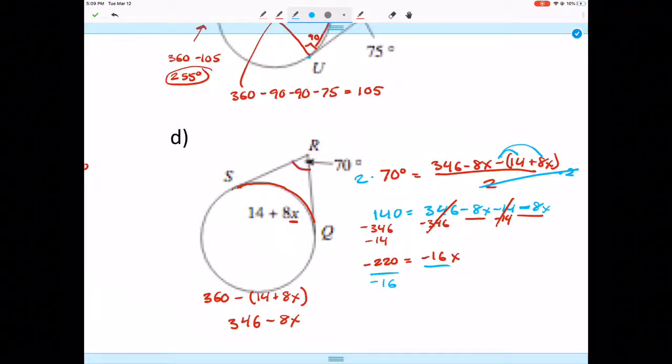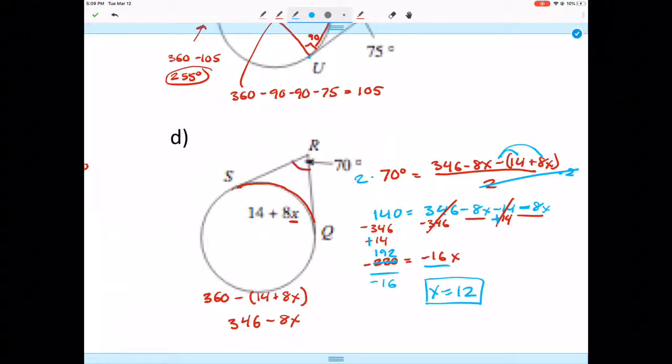No, that's it. We need to plus 14. Plus 14 would give us 192. Divide that by negative 16, and that would end up giving us x equals 12. All right, sorry about that.